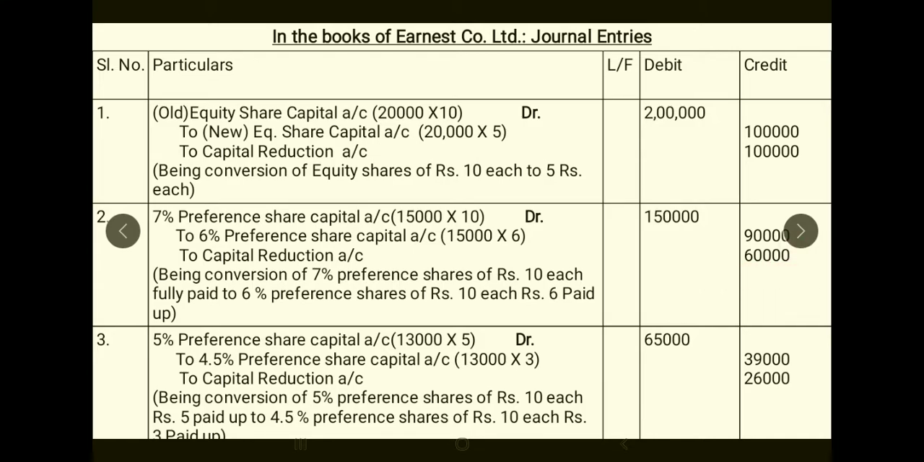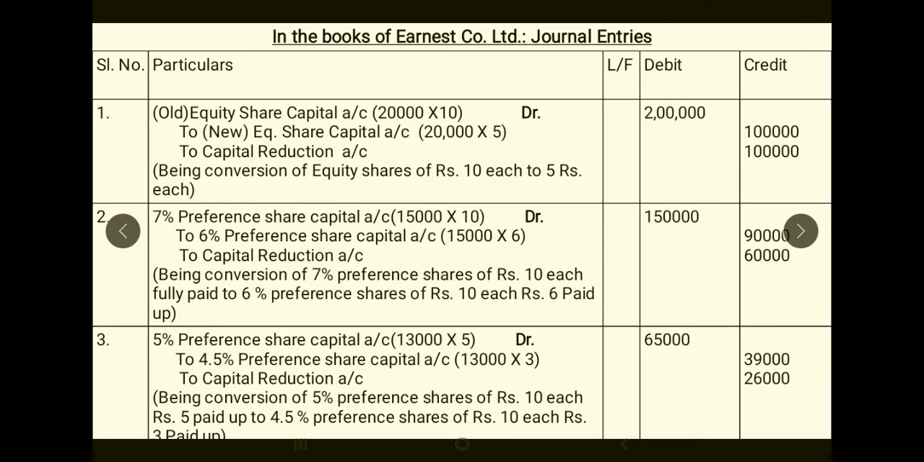Remaining will go to capital reduction account. 1,50,000 worth shares are reduced to 90,000 rupees. So 60,000 will go to capital reduction account. Being conversion of 7% preference shares of 10 each to 6% preference shares of 10 each, 6 rupees paid up. The face value is same, but paid up value has reduced. Earlier it was fully paid up. Now it has reduced to 6 rupees paid up value, but face value remains the same.